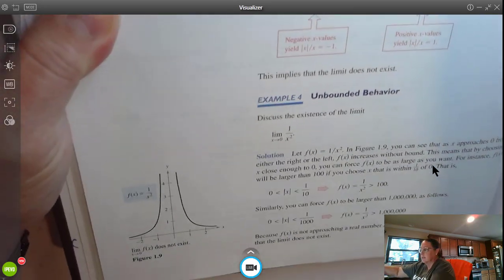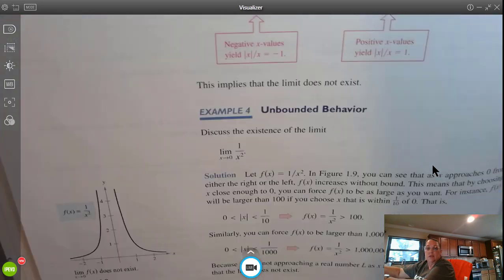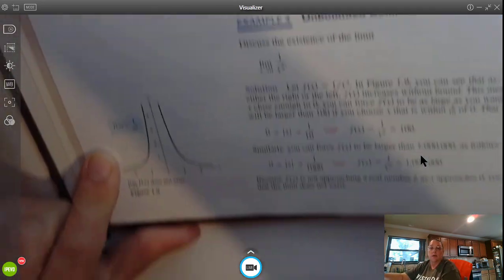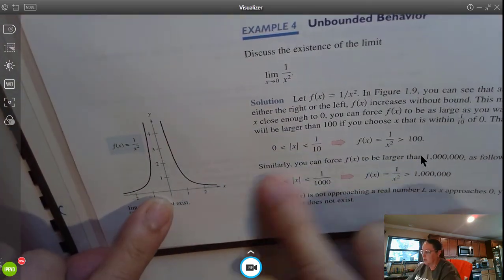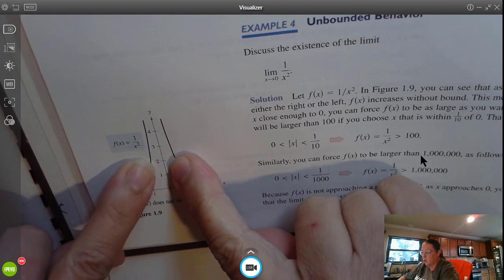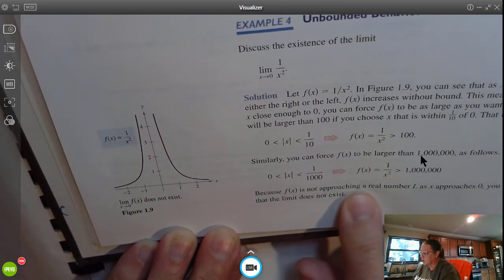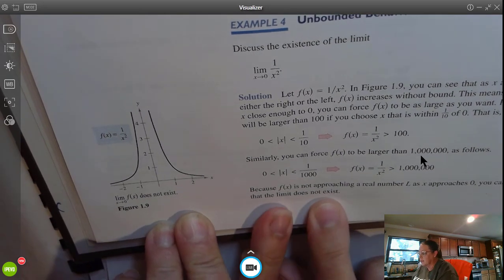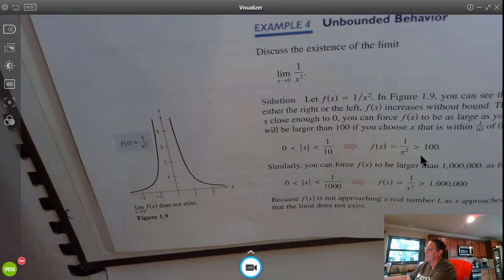So here is example 4 on page 50, where we have a function, 1 over x squared. We know what this function is going to do. And we can see as we go to 0 from both sides, we are going towards positive infinity. So the function is not approaching a real number as x approaches 0. So you conclude the limit does not exist because the function is approaching positive infinity.